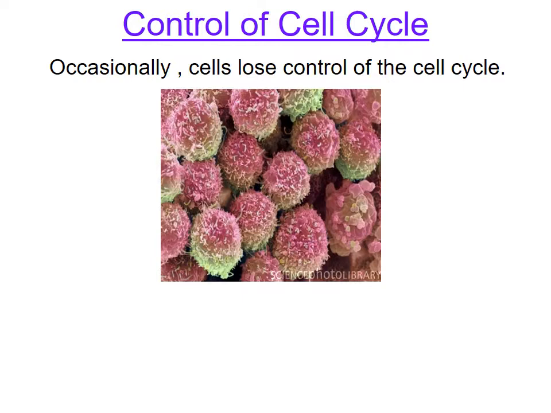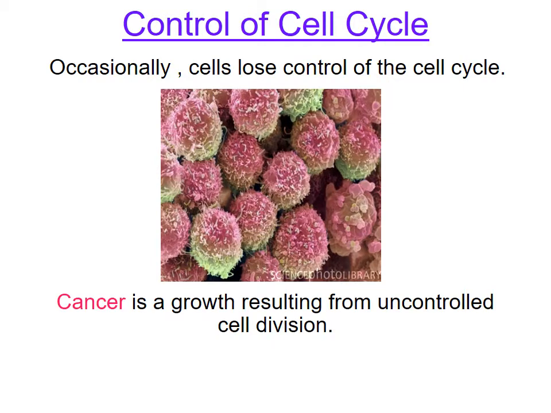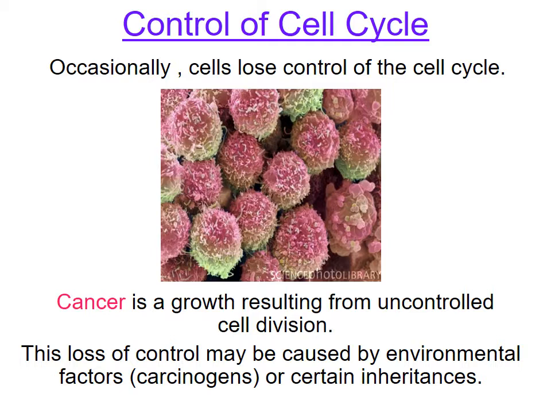However, occasionally cells lose control of the cell cycle. Cancer is the growth resulting from uncontrolled cell division. Cancer can be caused by environmental factors such as carcinogens like cigarettes, too much alcohol, even your lifestyle. Your body is a delicate machine, and whatever you do to it or put in it could potentially harm the cells. There are also some viruses that can cause cancer, such as the human papillomavirus or HPV, also known as genital warts. It can damage the cell cycle of cervical cell tissues.